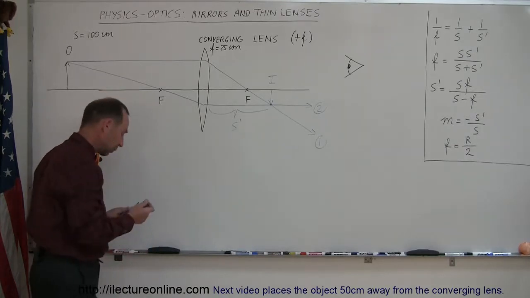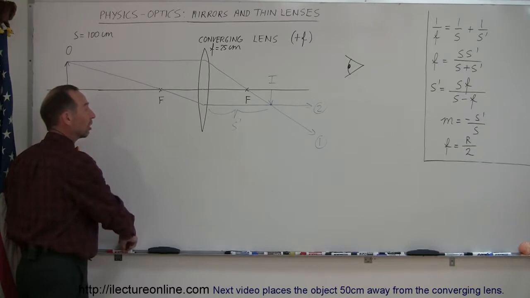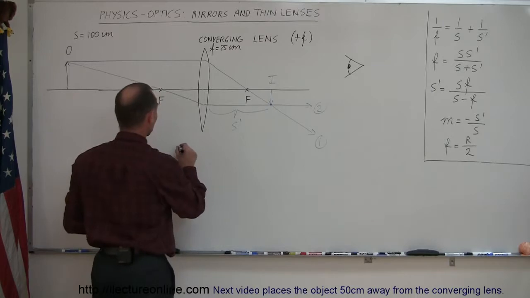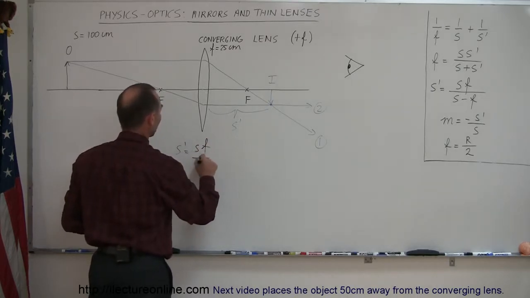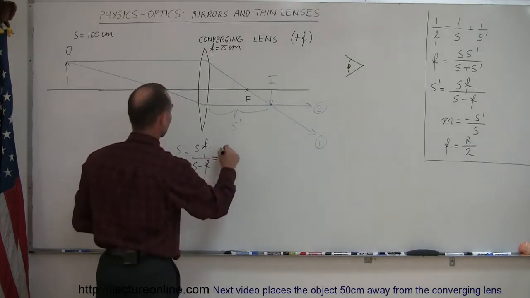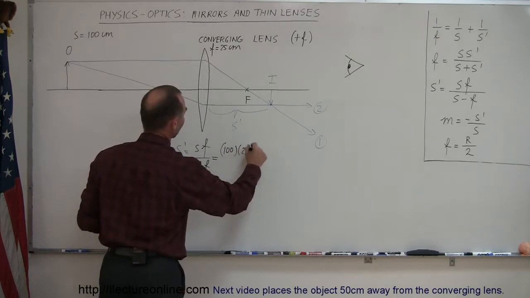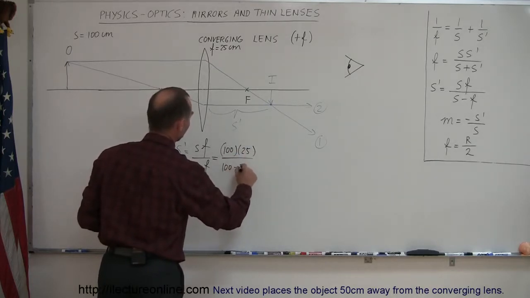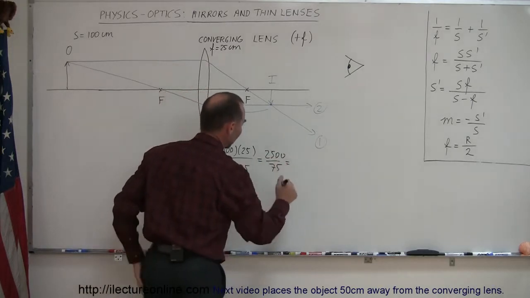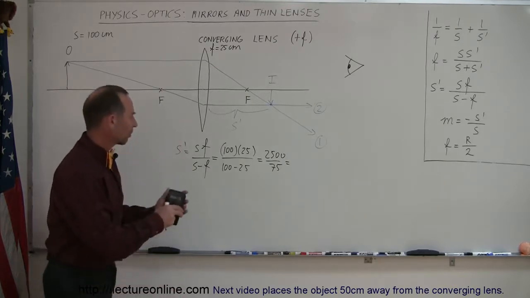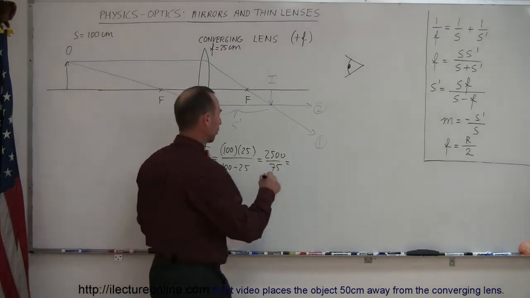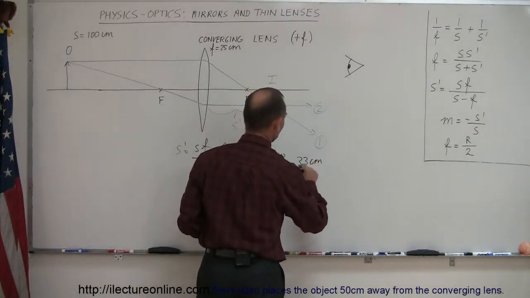All right, now mathematically, we're going to find out what the distance to the image is. We're going to use this equation, where S prime represents the distance to the image. S prime is equal to S times F over S minus F. S is the object distance, F is the focal length. S was 100 centimeters, focal length 25, so that's 100 minus 25, and it's equal to 2,500 divided by 75. That looks like about 33.3 if I'm not mistaken. Let's find out. Sure enough, about 33 centimeters.